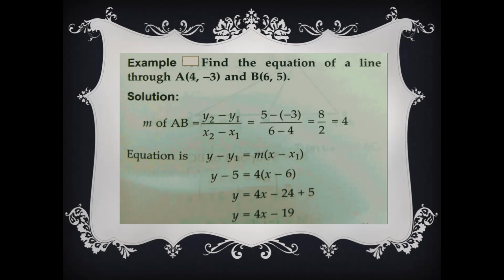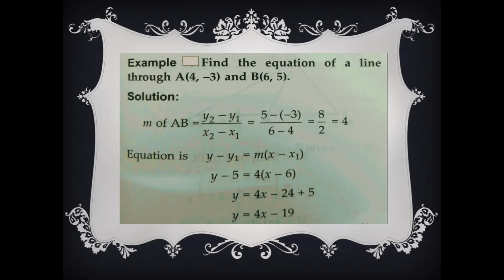It's our choice. So here, which point did we take? We have taken point B. So the coordinates of point B, 6 and 5, are x1 and y1. On substituting that in the equation and solving it, 4 into x is 4x, 4 into minus 6 will give us minus 24, and this minus 5 we have transposed to the other side. So the final equation is y equal to 4x minus 19. So this is the simplest form.